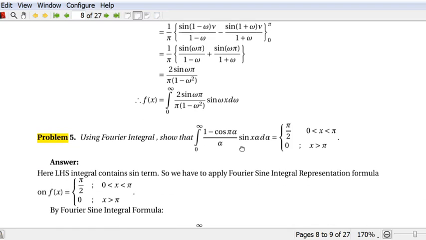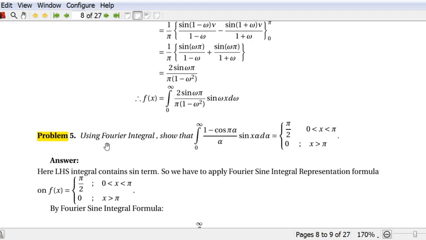Next problem is to find the Fourier integral using this expression and show that integral 0 to infinity 1 minus cos pi alpha by alpha sin x alpha d alpha is equal to pi by 2 for 0 less than x less than pi, and 0 for x greater than pi. Here we have to use the Fourier integral, but here we have a sine function, so we need the Fourier sine integral representation. That is a hint. Here we have a sine function, so we will apply the Fourier sine integral representation, and so the right hand side is taken as f of x.